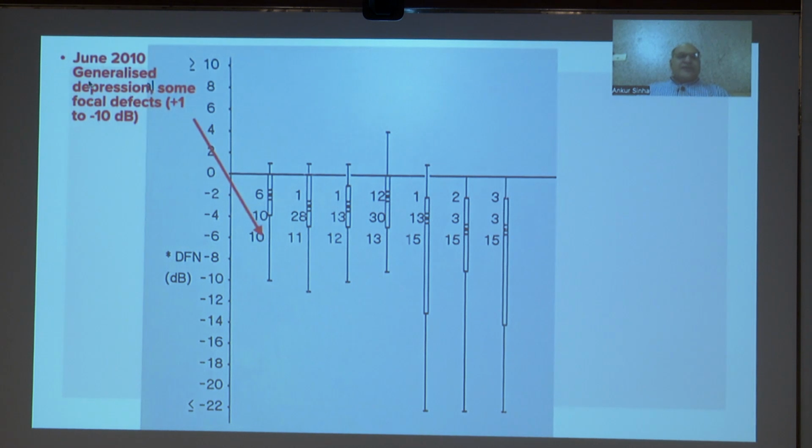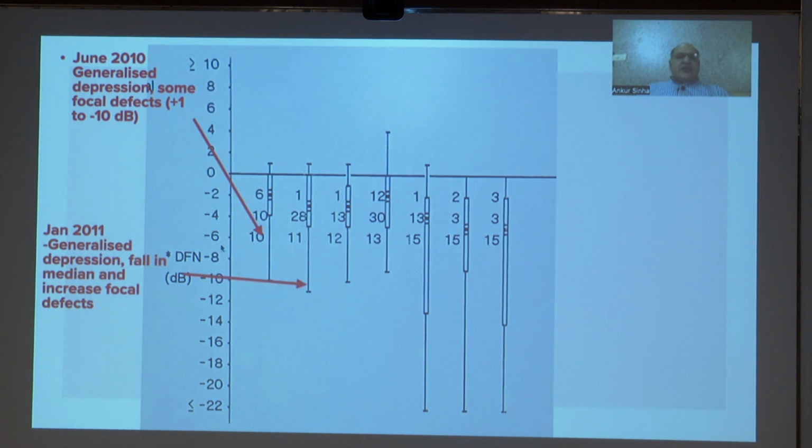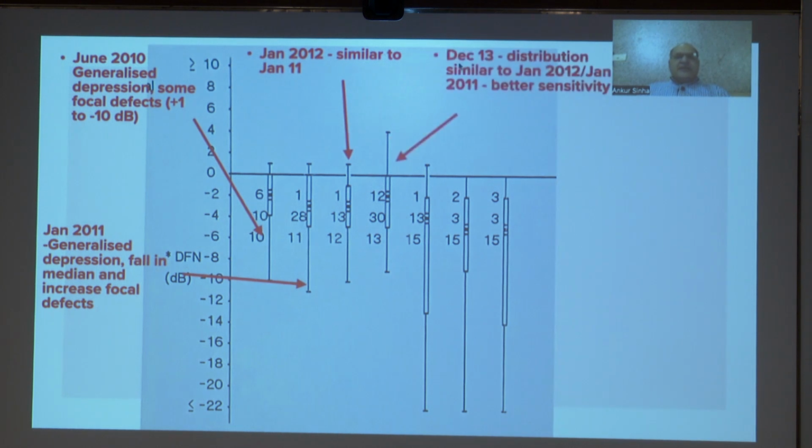Now, this is the comparison of the box plot of a patient. We can see there is a generalized depression because the box plot has come down. Also, this tail has lengthened, so there are certain focal deficits here. And we again see in January 2011, there's a slight increase in the focal defects and a slight decrease in the mean deviation. Maybe there's a slight increase in generalized depression also. The January 2012 visual field is almost similar, box plot similar to January 11. Similarly, December 13 was almost similar to the past 2 visual fields, but there's a slight increase in sensitivity in the better points.